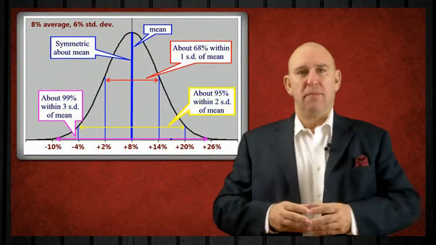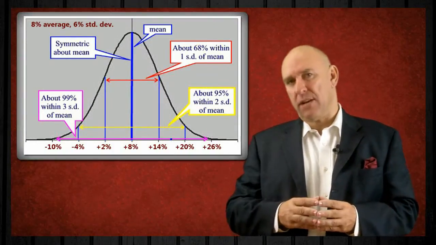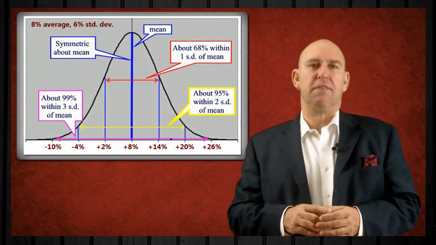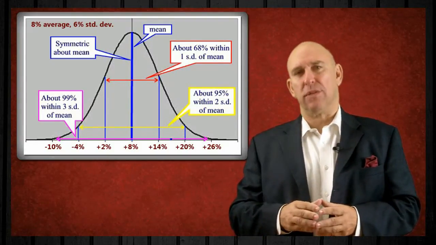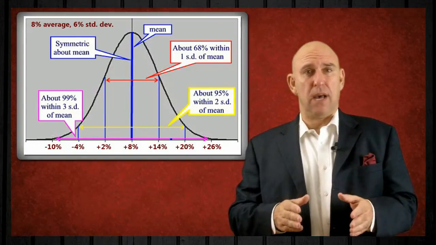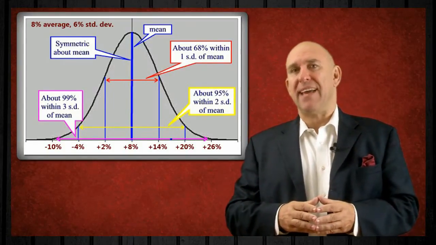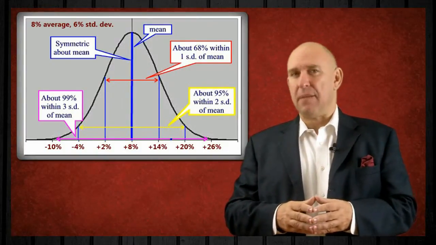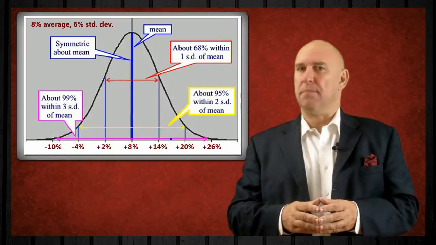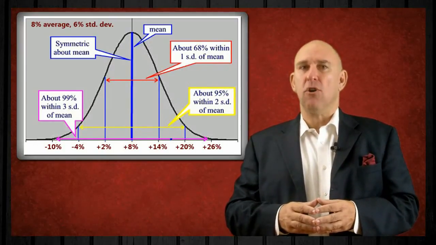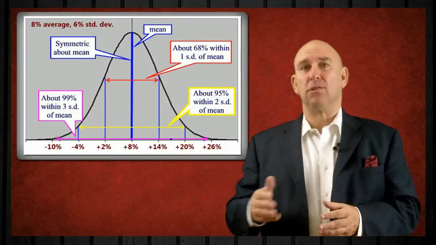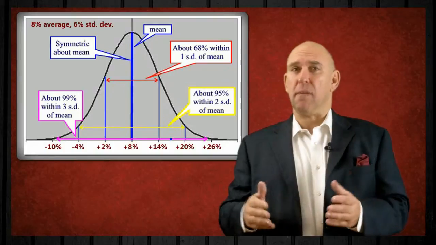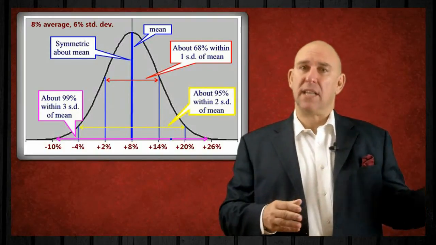In statistical terms, if we have an investment that showed an 8% annual return with a 6% standard deviation, that means that roughly 65% of the time we can expect the actual results to vary between plus 2% and plus 14%. That is plus or minus 1 standard deviation from the average. 95% of the time we can expect the results to be plus or minus 2 deviations, or between minus 4% and plus 20%. And 99% of the time, we can expect plus or minus 3 deviations, or minus 10% to plus 26%.